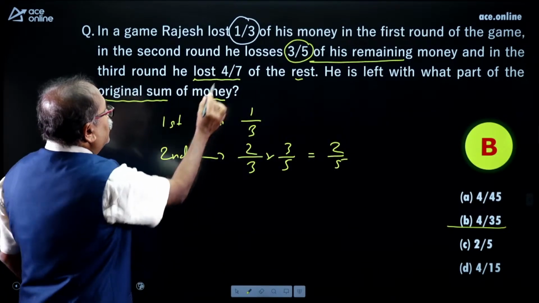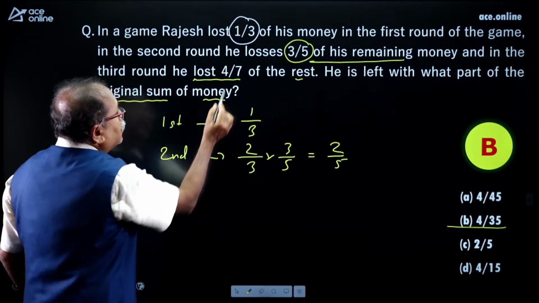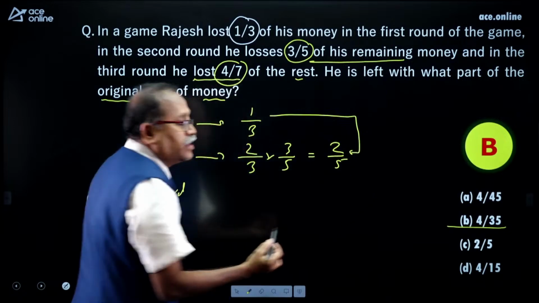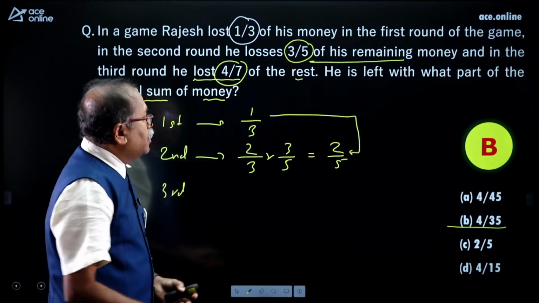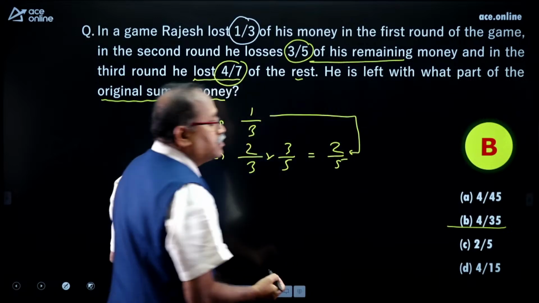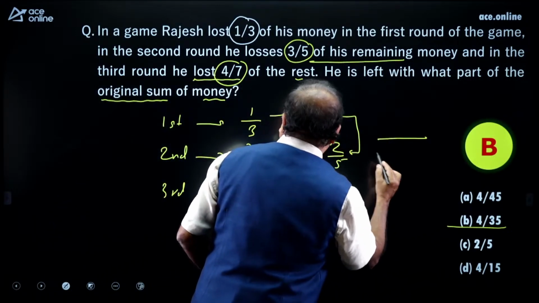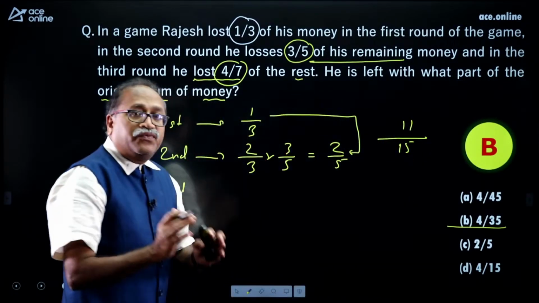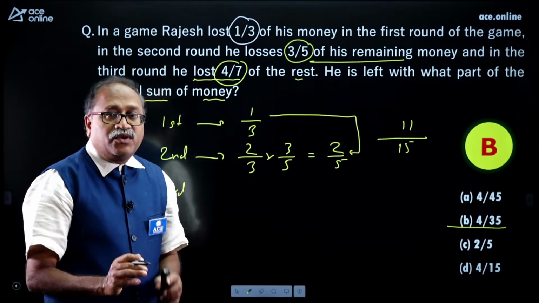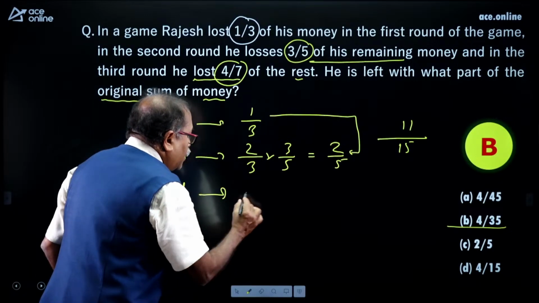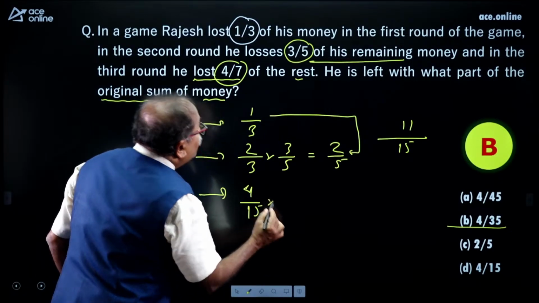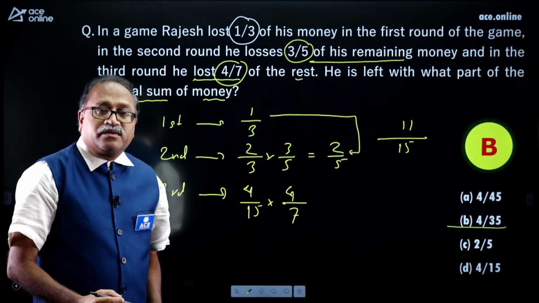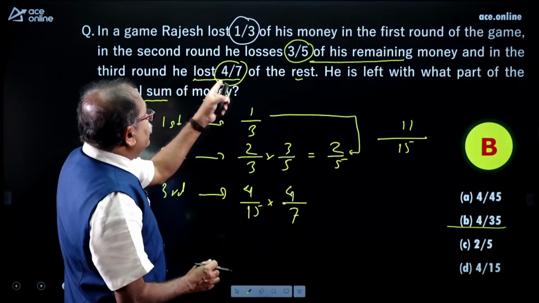And in the third and last round, what happens? 4/7 of the remaining. So what is the remaining? If I add up this one and take out from 1, I will be getting the remaining. So what is it? 1 by 3 plus 2 by 5. My LCM is 15 over here, and here it is 5 and 6, that is 11 by 15. If I take out 11 by 15 from 1, I am getting 4 by 15. That is what the remaining is. So 4 by 15, what part is? That's 4 by 7. That is what the 4 by 7 he lost.